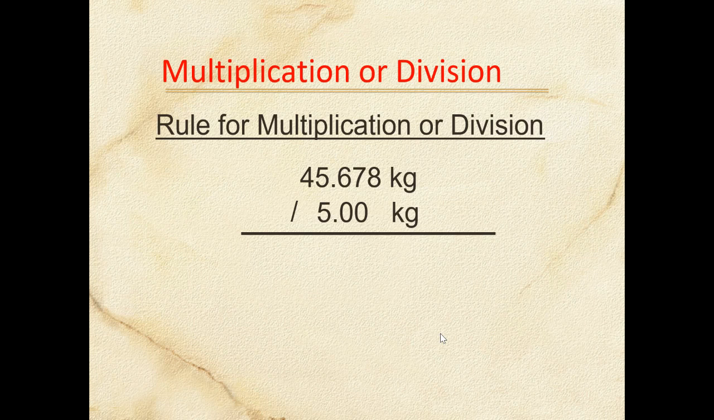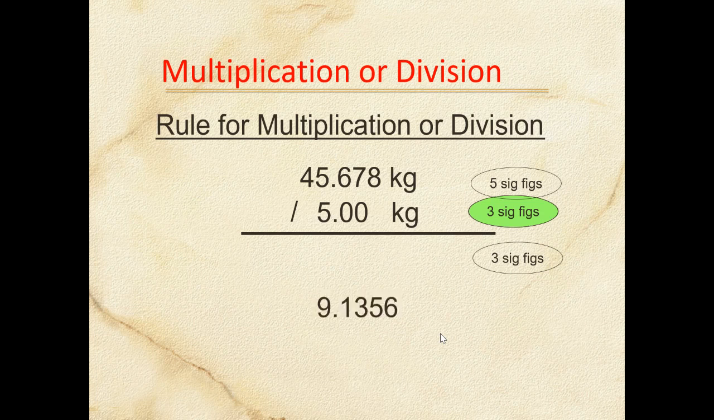Again, we can apply the same rule to division. We have 5 sig figs in our first value, 3 sig figs in our second. 3 is smaller, so we're going to use that in our answer. Our calculated value has too many significant figures, so we need to round that so that we only have 3 significant figures. The 3 is rounded up by the 5 behind it, so we end up with 9.14 for that one.